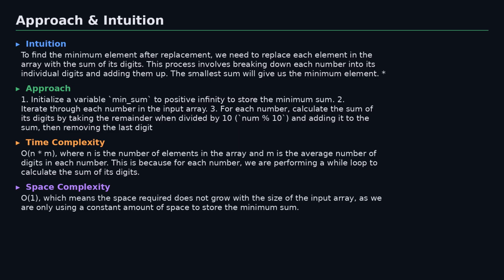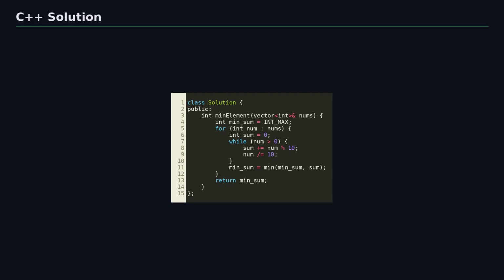For each number, we'll calculate the sum of its digits by taking the remainder when divided by 10, which gives us the last digit, and adding it to the sum. We'll then remove the last digit by doing integer division by 10, which effectively cuts off the last digit. We'll repeat this process until the number becomes 0. Once we've calculated the sum for a particular number, we'll update our minimum sum variable if the new sum is smaller.